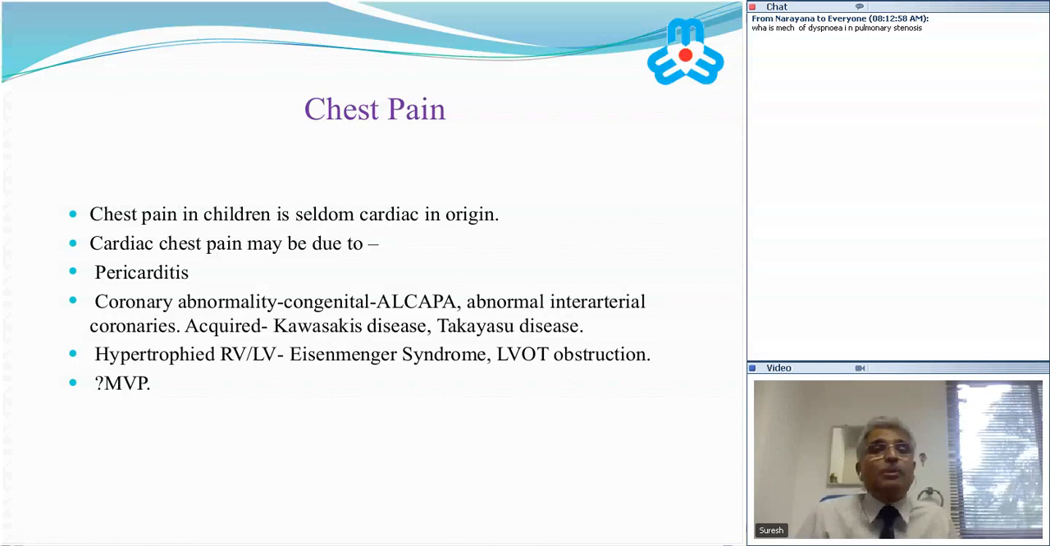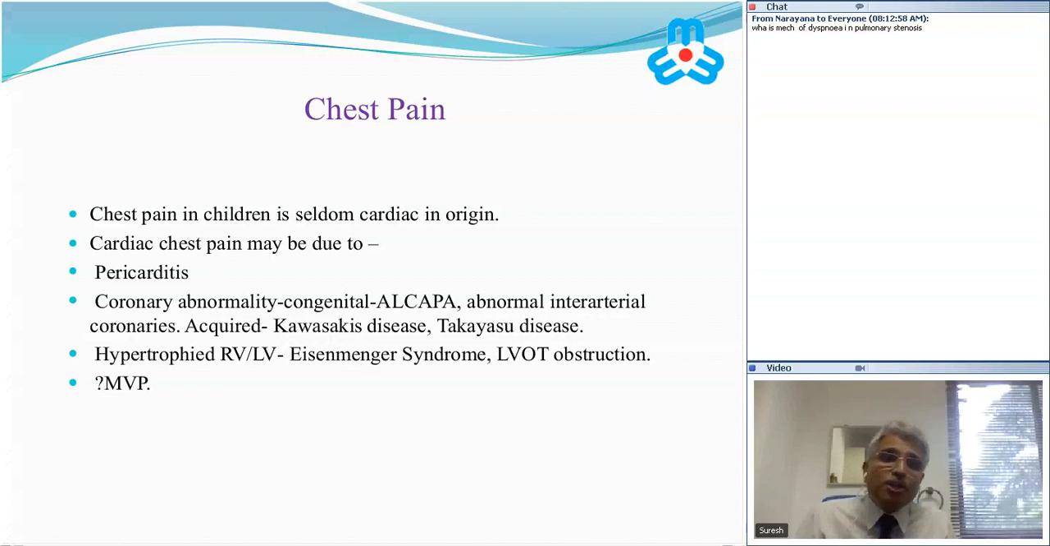Far less commonly, a coronary abnormality like an anomalous origin of the left coronary artery from the pulmonary artery may be responsible for an ischemic chest pain. Also, an abnormal course of the coronary artery, say a left coronary artery which is traversing between the aorta and the pulmonary artery, during exercise may get compressed and could be a reason for ischemic chest pain. Acquired causes where there is a coronary artery involvement in a child, like Kawasaki's disease or Takayasu arteritis, may also be a reason for chest pain in children. These are all related to the coronary artery.